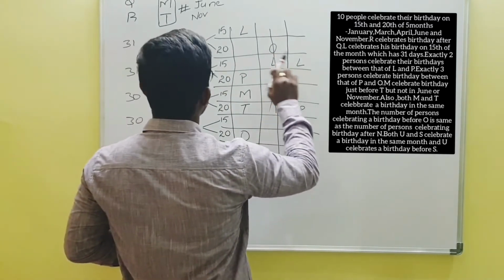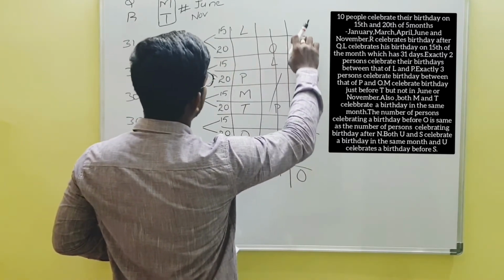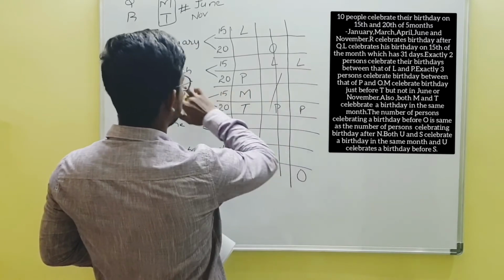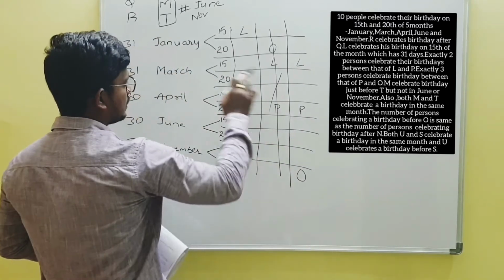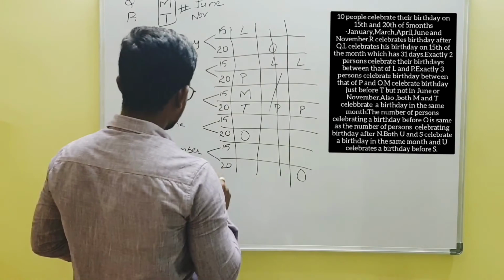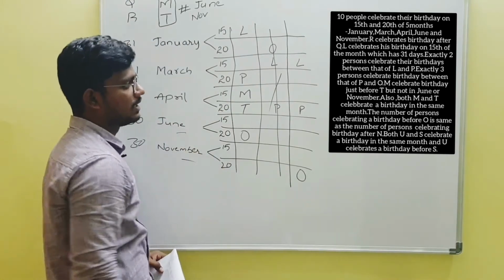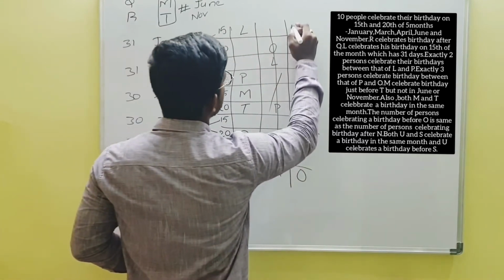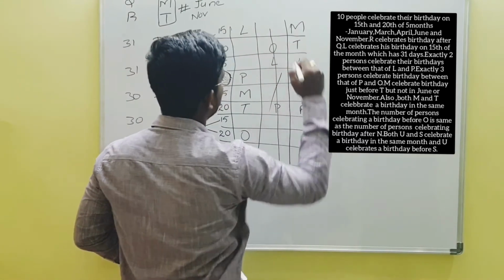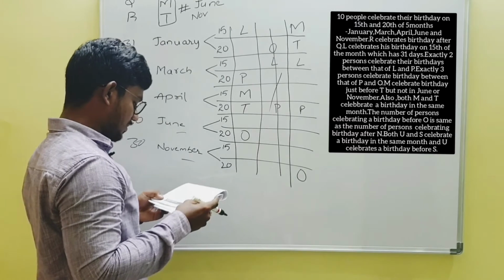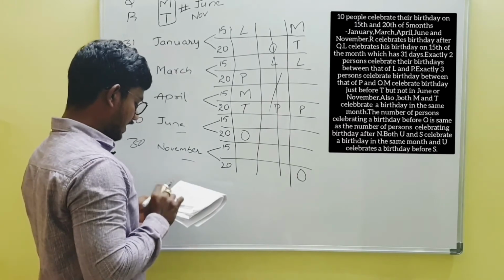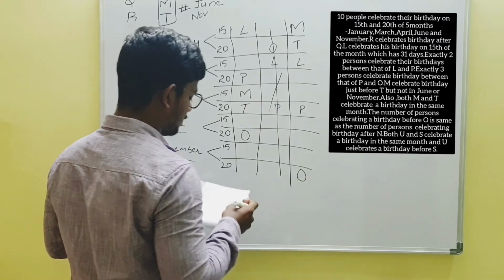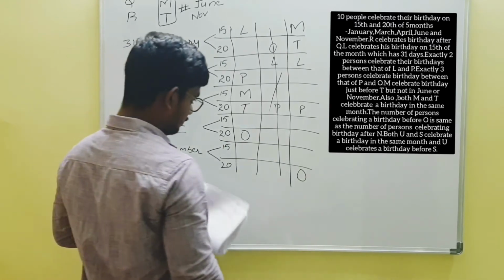And in this case I can place M and T in January. I can't place them in March, and I can't place them in April as I have L and P, and in June and November they are not going to celebrate their birthday. So my only possibility to place M and T in the third case is in January. So I placed M and T. Coming to the next statement, it is given that the number of persons celebrating a birthday before O is the same as the number of persons celebrating their birthday after N.